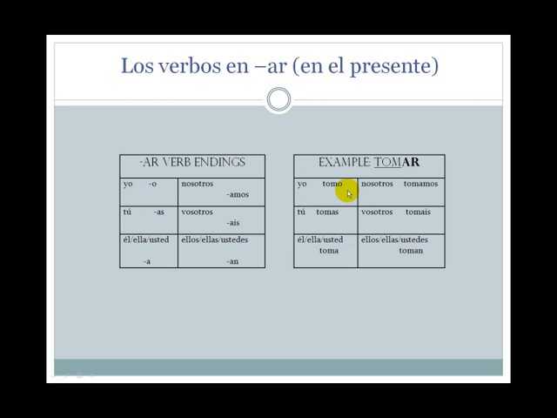Let's look at an example verb. The verb tomar, to take, is a regular AR verb. So the stem is TOM. That's the part that won't change in each of the conjugations. The ending is AR. So we'll take off the ending AR and use the stem TOM in each of these conjugations. Yo tomo, tú tomas, él, ella, usted toma, nosotros tomamos, vosotros tomáis, and ellos, ellas, ustedes toman.